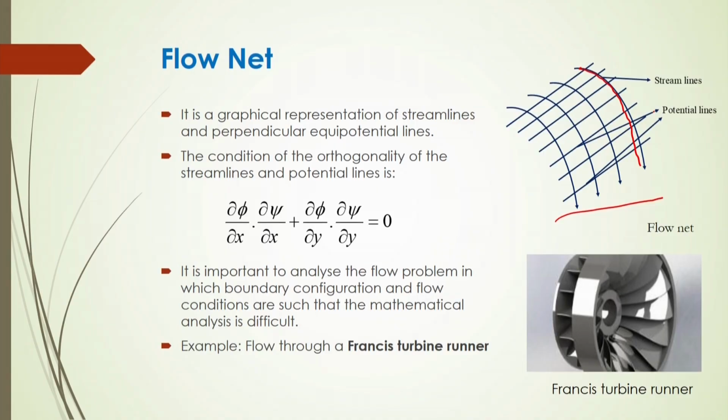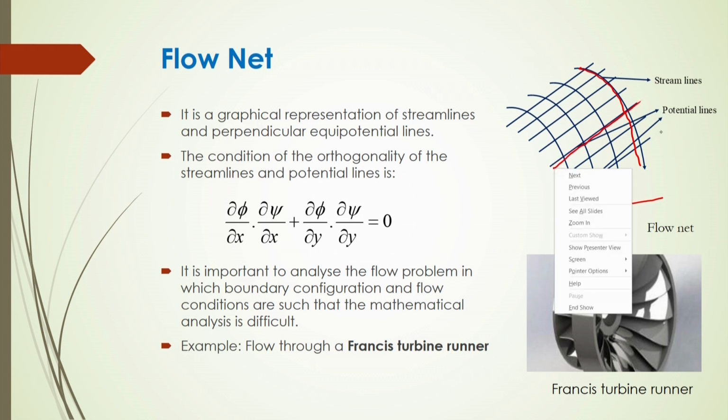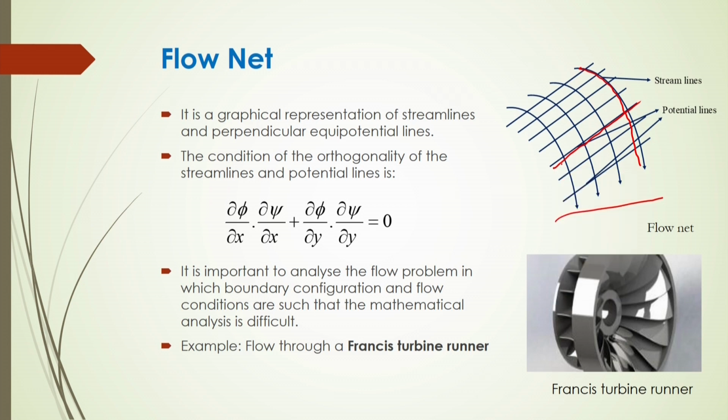Another important characteristic of fluid flow can be represented graphically. It is called a flow net. This flow net is a graphical representation of streamlines and perpendicular equipotential lines. Here, see the diagram: if we consider these lines as streamlines, then the orthogonal to them will be the potential lines. So, potential line and streamline will be perpendicular to each other.